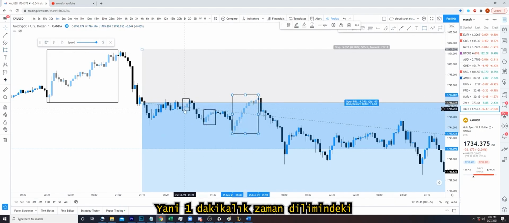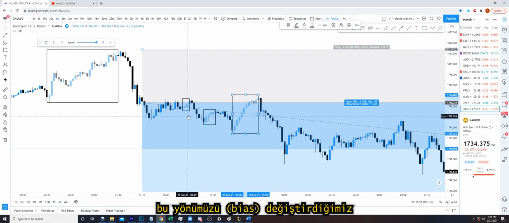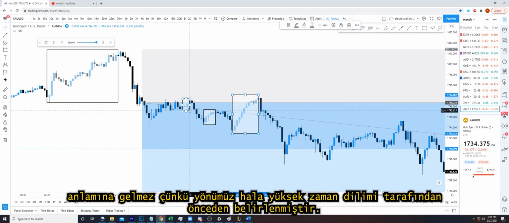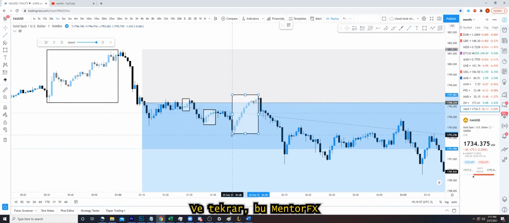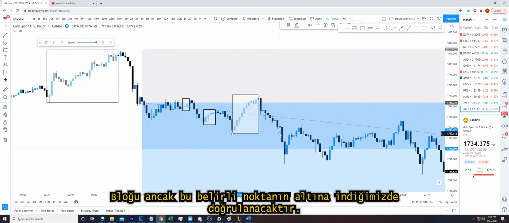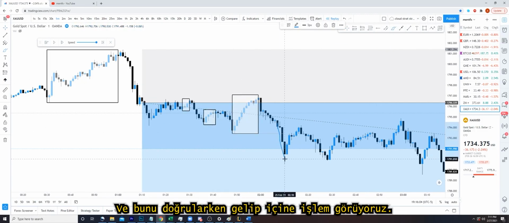So even though these MentorFX blocks on the 1-minute time frame and these supply zones did not hold, this does not mean that we are shifting our bias, because our bias is still preset by our higher time frame. We have this move into here, and again, this MentorFX block will only be validated once we get below this given point. And what do you see happen here? We validate that, and as we validate that, we come and trade into it.